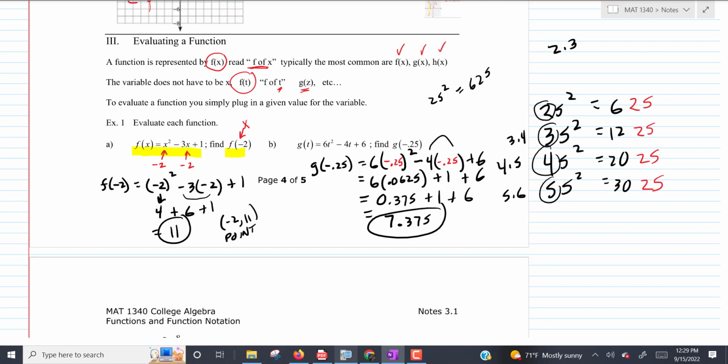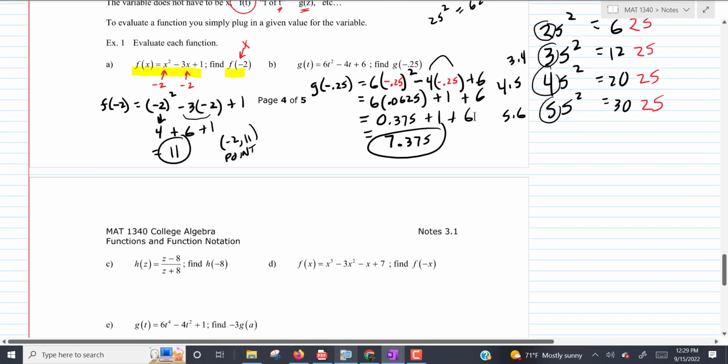Like if you did 23 squared, you would do 23 times 24, whatever that is, and stick a 25 at the end. You can try it on your calculator. I think it works. Okay. Anyway, just wanted to show you that because I think it's cool.